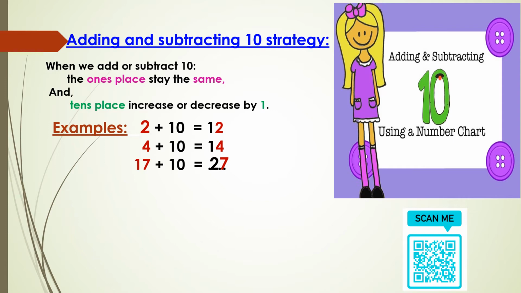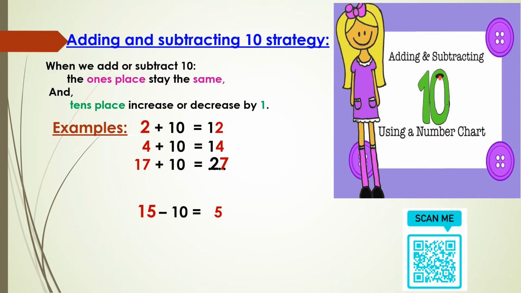Okay? And look at the tens place. The tens place here is 1. So we will add another 1. 1 plus 1 equals 2. So 17 plus 10 equals 27. Okay? So in all addition problems, we will write the ones place as it is and add 1 to the tens place.